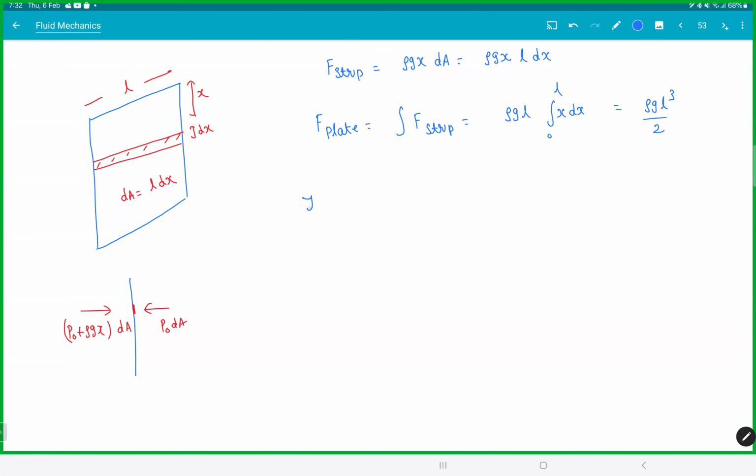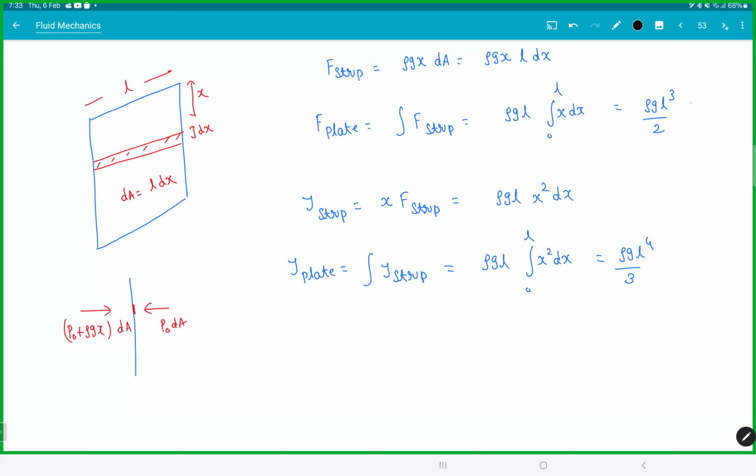Now, what is the torque on the strip? Torque on the strip is the perpendicular distance x into force on the strip. That would be rho g L x square dx. So the torque on the plate will be the integral of torque on the strip. That would be rho g L integral x square dx from 0 to L. This is rho g L power 4 by 3.